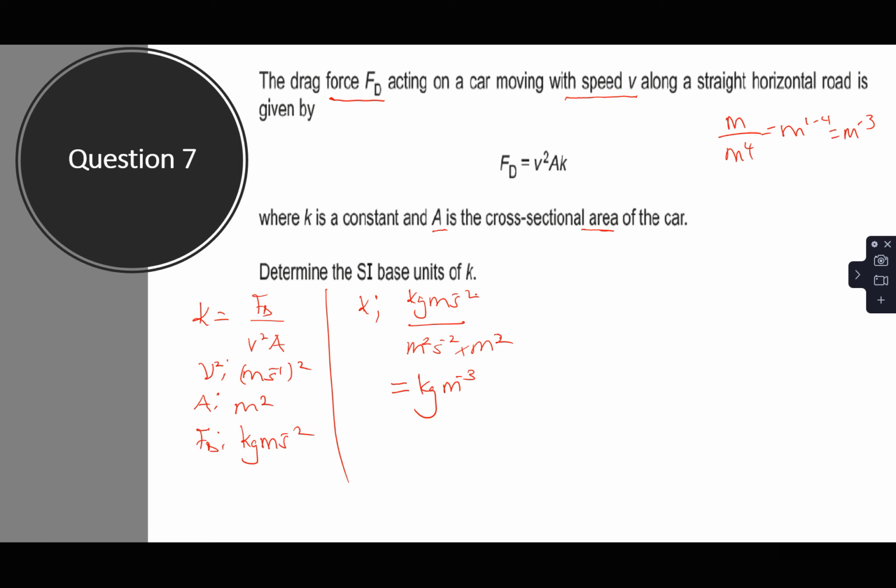Then we have s power -2 divided by s power -2, which becomes, of course, 1. So that one will disappear. Therefore, I basically remain with only this expression here for the base units of K. And I think, because these are base units of density, perhaps K is density. Okay, let's continue.